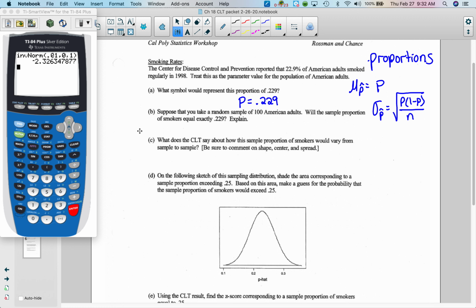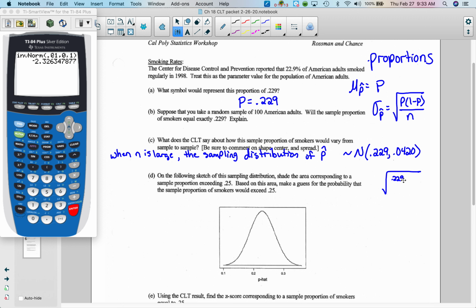So remember that we said when n is large enough, then the sampling distribution of p hat will be approximately normal with a mean of 0.229, the same as p, and the standard deviation for this problem would be 0.0420, because you take the square root of p times 1 minus p, which is 0.771, divided by n, and that's where I got this value.